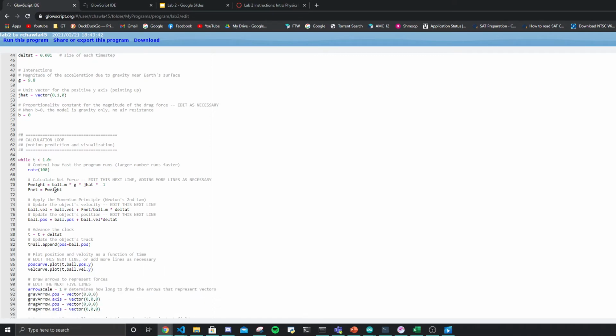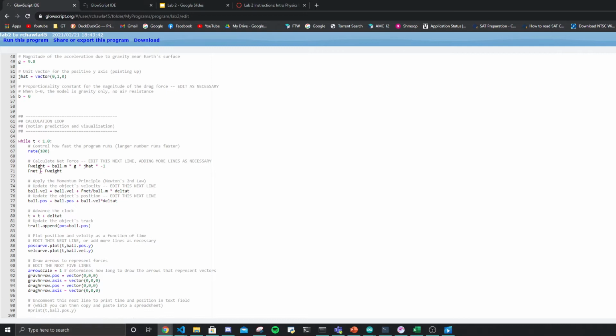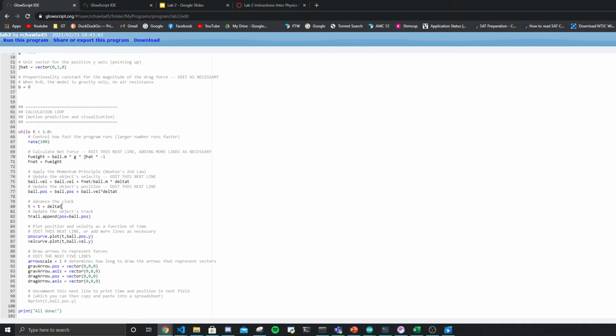Then for the F net, since there's no drag, we only have one force on it, the F weight, which is calculated by ball mass times g times the j hat vector times -1 because we're moving in the negative y direction. And we have t here, and it's very important that t is a very small value because that means the position updates in smaller time steps, which means it's more accurate. Now I'm going to go ahead and run this program.